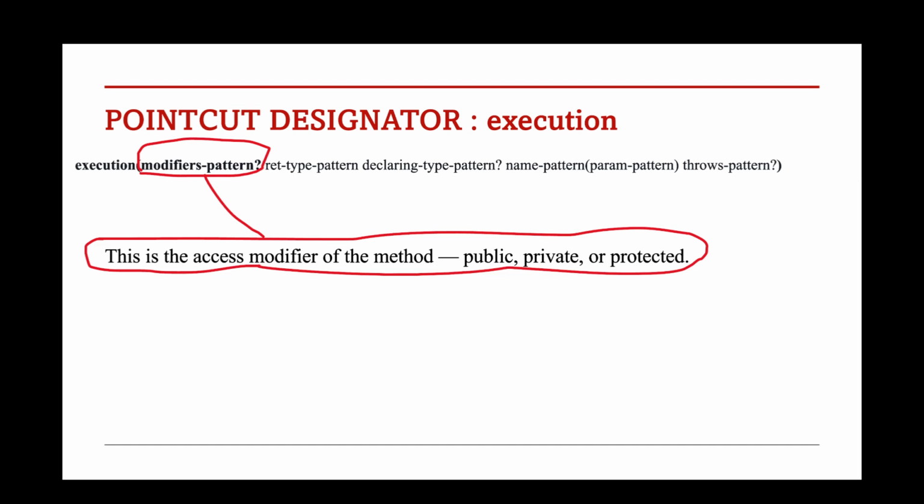Remember, Spring AOP uses a proxy. And a proxy can only override and intercept public methods. Private and protected methods are called directly on the object. The proxy cannot intercept them. So in practice, you almost never need to specify the modifier. If you are using Spring AOP, you are already implicitly targeting public methods.